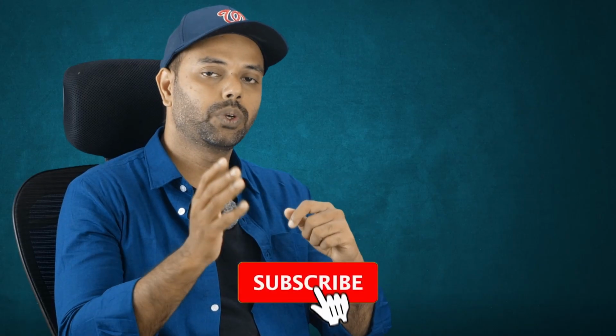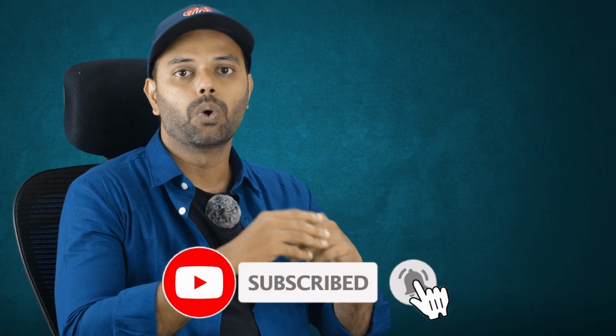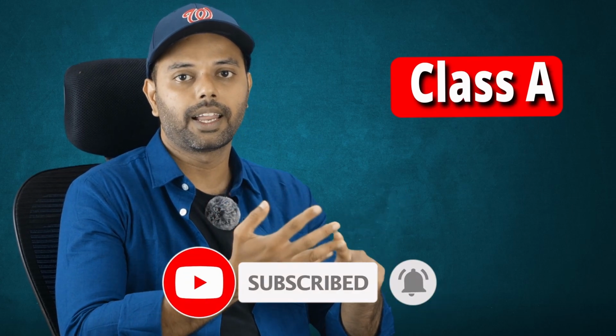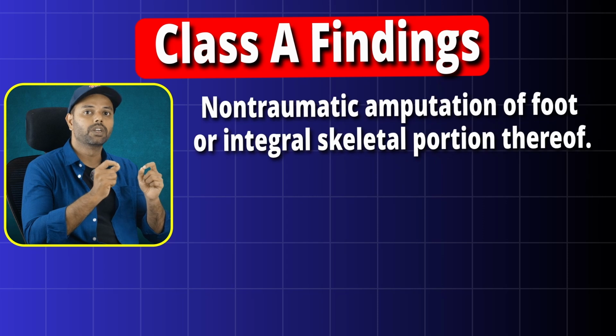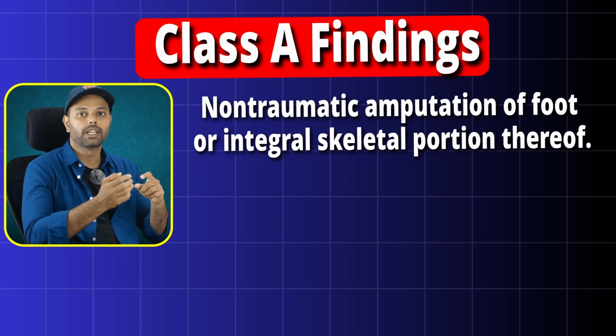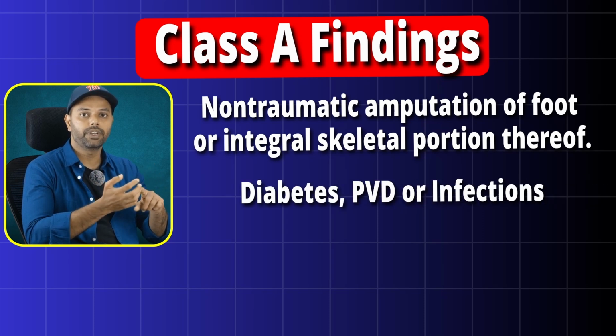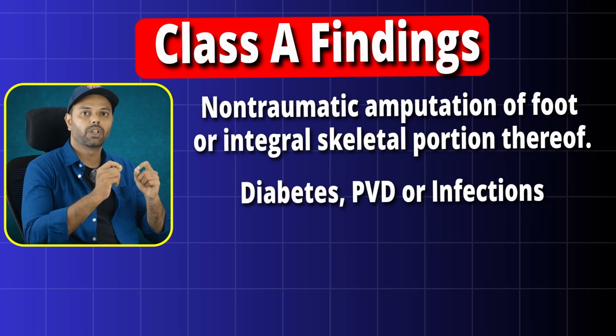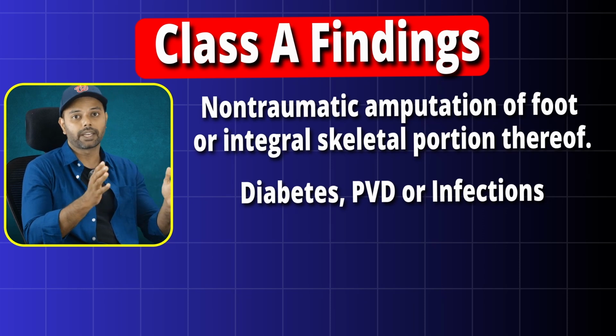In order to use Q modifiers, you should know what Class A, Class B, and Class C findings are. Let's see what Class A findings are. This refers to removal of a portion of the foot or the complete foot due to chronic conditions like diabetes, PVD, or infection. Note, you cannot consider Class A findings when the patient had amputation of the foot due to injury or accident.